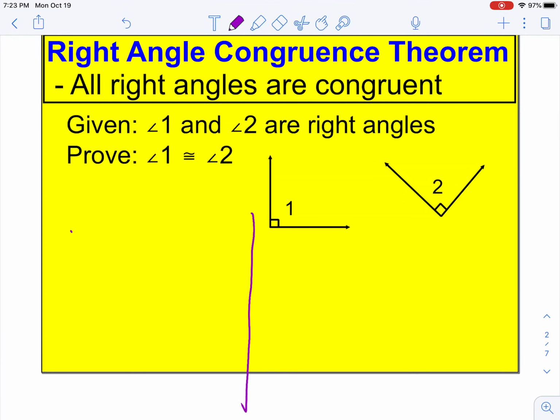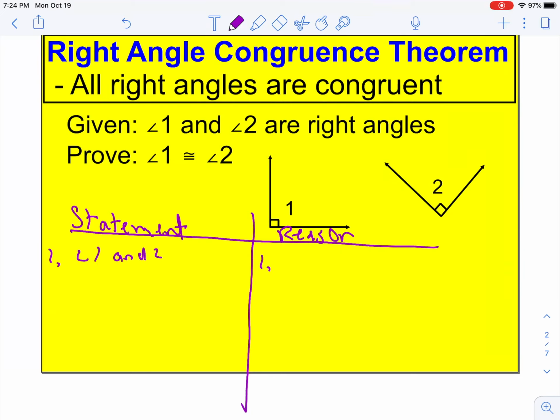So we're going to make our two columns for statement and reason, and we're going to start numbering. It says given that angle 1 and angle 2 are right angles, so we're going to write that. Angle 1 and angle 2 are right angles, and that is given. Again, notice that almost always the first statement we're going to write is our given statement.